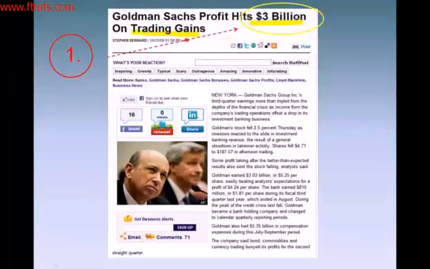And as a matter of fact, they get a lot of criticism for this because often there are conflicts of interest. But nevertheless, I really want to highlight for you in this article as a first point the magnitude of the profit that is made on these trading gains, on the trading side of things.